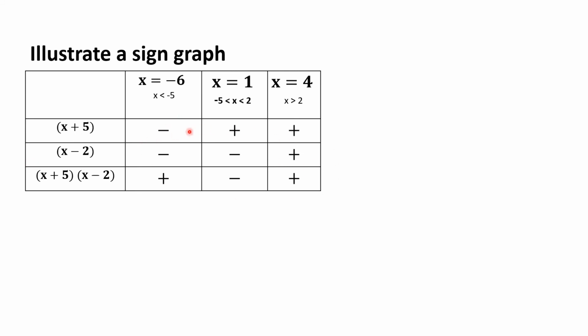So, paano natin nakuha tong mga to? Ito. We substitute x equals -6 sa ating x plus 5. The answer is a negative number. Substitute x equals -6 sa ating x minus 2. The answer is a negative number. So, negative times negative, the answer is a positive number. So, same process with x equals 1 and x equals 4. Kapag dito, the answer will be a negative number. Kapag x is equal to 4 naman, the answer is a positive number.